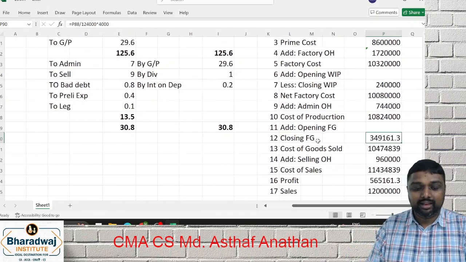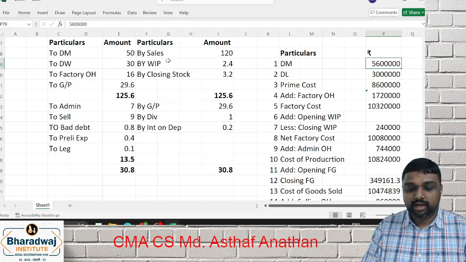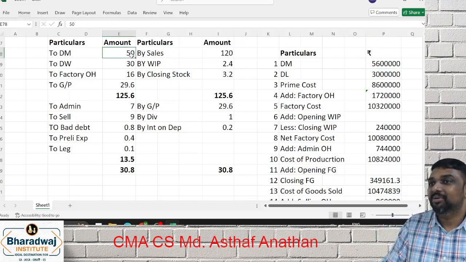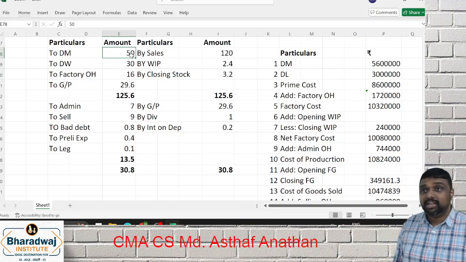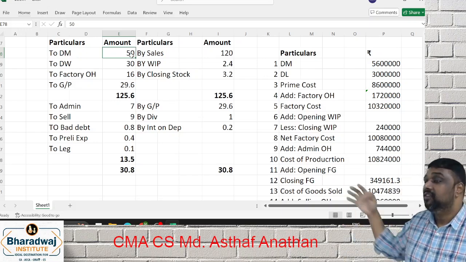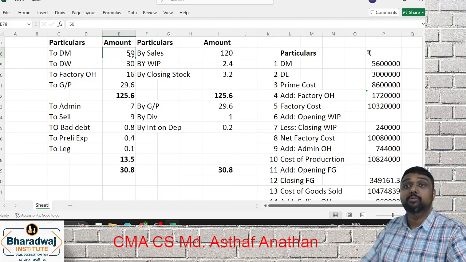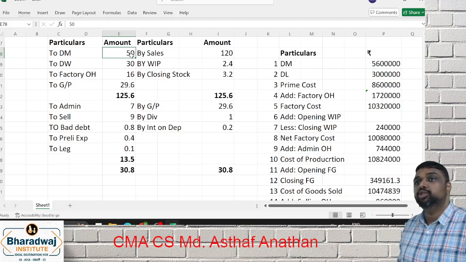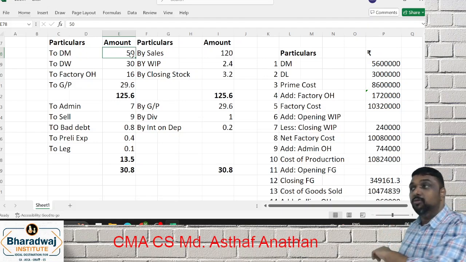Finally, material consumption is here 56 lakh, but here it is what? I understood. So this is how we have to understand. Now you can start it. If you are starting now, it is your wish whether to start with cost profit or financial profit, because you have both the data. You tell me which profit I want to start.